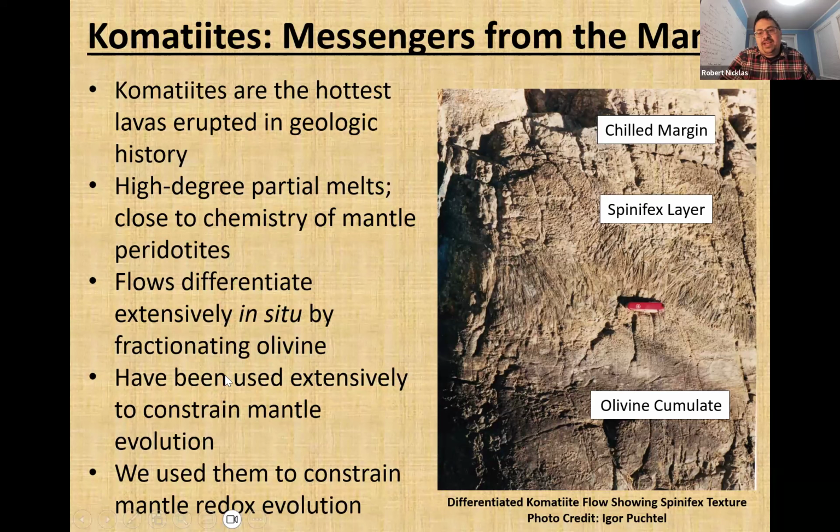These komatiites are, with one notable exception, only known to erupt in the Archean. They're thought to be from a hotter Earth. We had a higher mantle potential temperature. We get plume lavas that are considerably hotter than plume lavas today. And they have been used extensively to constrain mantle evolution. We used them throughout my PhD research to constrain mantle redox evolution. We looked at an extensive set of komatiites from around the world and constrained their oxygen fugacity to get to the oxygen fugacity of the plume source mantle throughout the Archean.